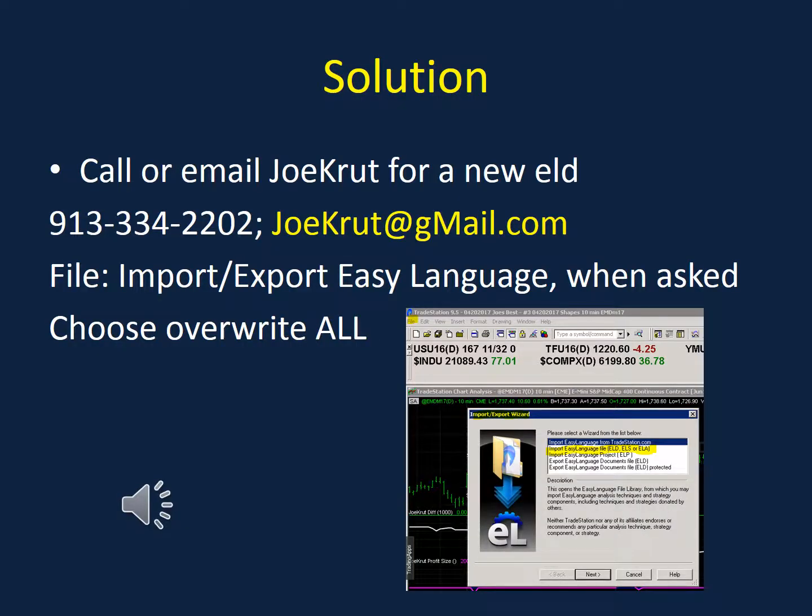Now, if you're on TradeStation 9.1, you don't have to do anything because you still have the old code. If you've upgraded to the latest version of 9.5, then you'll have the new stops and targets. The best way to get rid of that, if you want to, is first pull it up and print it so you can see it if you like. And then you can call or email me. There's my phone number, 913-334-2202, or just shoot me an email, joecredit@gmail.com, and I will send you an ELD that you can import.